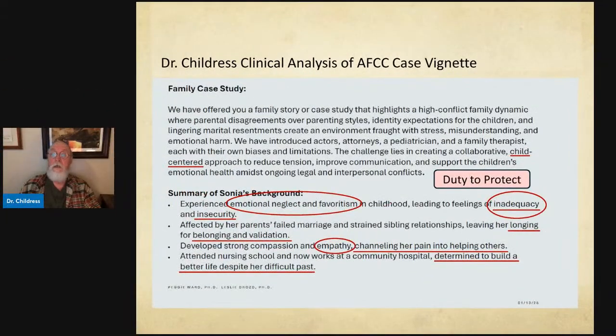Then longing for belonging and validation. Okay, there's your fear of abandonment. So I'm starting, just off of mom's history, I would put borderline spectrum on the table. And then the next piece where they talk about her developing strong compassion and empathy, that's not consistent.